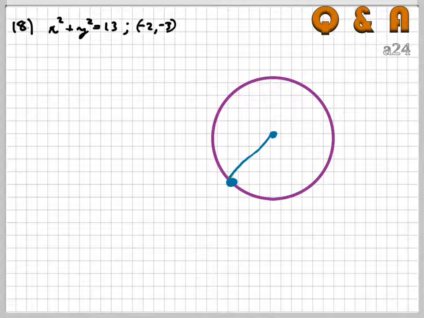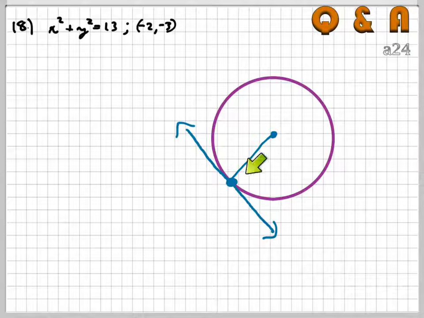We need that radius. Dang, I can't draw a straight line. We need that radius because it's important when we're trying to find the equation for a tangent line. Now, a tangent line intersects the circle at that one point. So this line right here is the equation that we have to find.